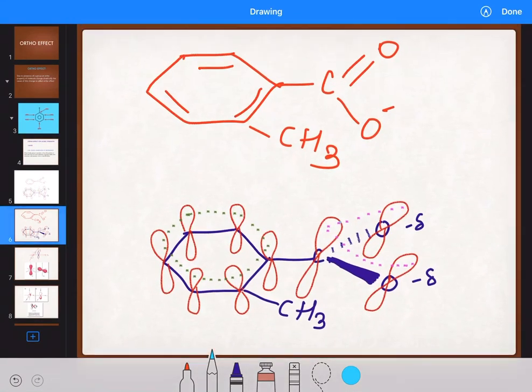Now what is happening when we attach a group at the ortho position? There are 3 H here, 1 H here, and 1 H here. So all these groups will start giving repulsion to this carboxylic group. Due to the repulsion of their size, due to the bulkiness, it is giving repulsion. Because of that repulsion, what will happen? This molecule will rotate itself about this sigma bond.